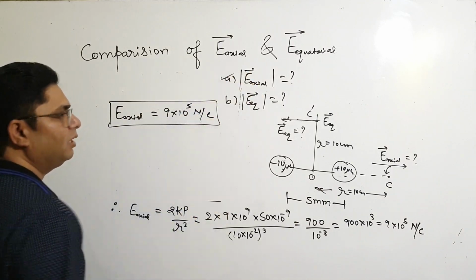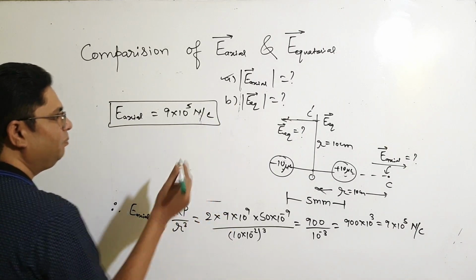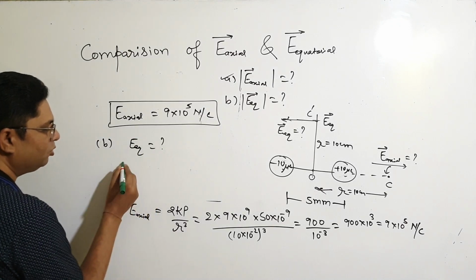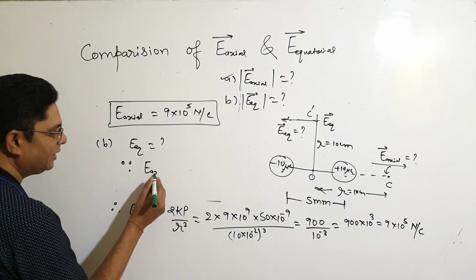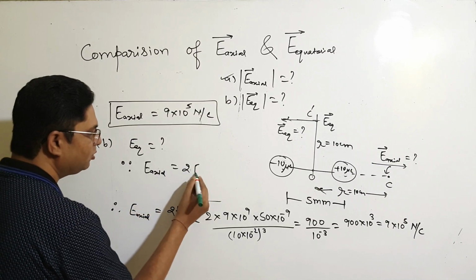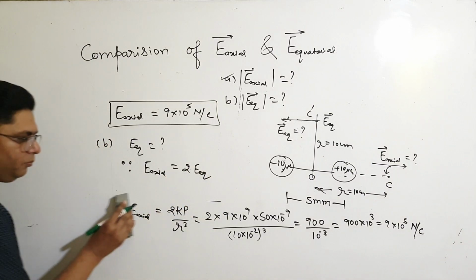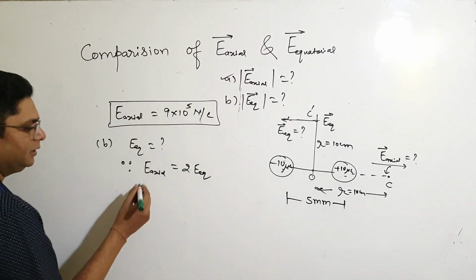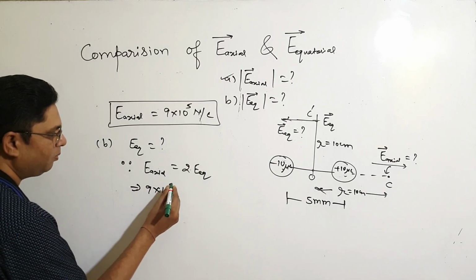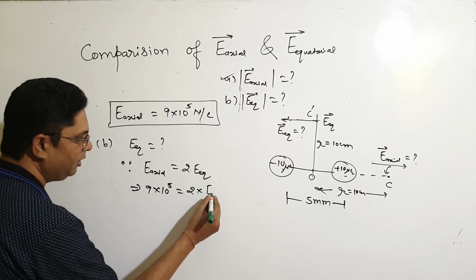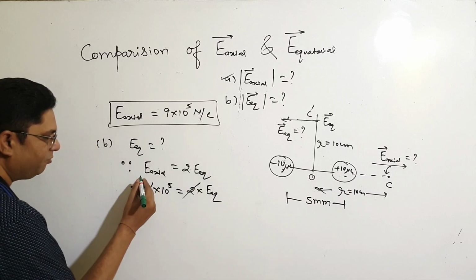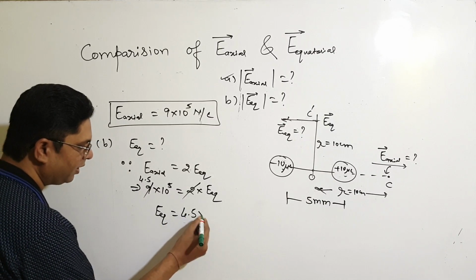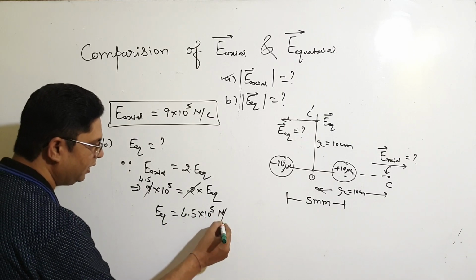Now since number A you have determined, you have to find number B, E equatorial. So you know the formula: E axial is equal to twice of E equatorial. What is the value of E axial? This is 9 into 10 to the power 5. So you have 2 into E equatorial. Divide it, you have 4.5. So E equatorial is equal to 4.5 into 10 to the power 5 Newton per Coulomb.